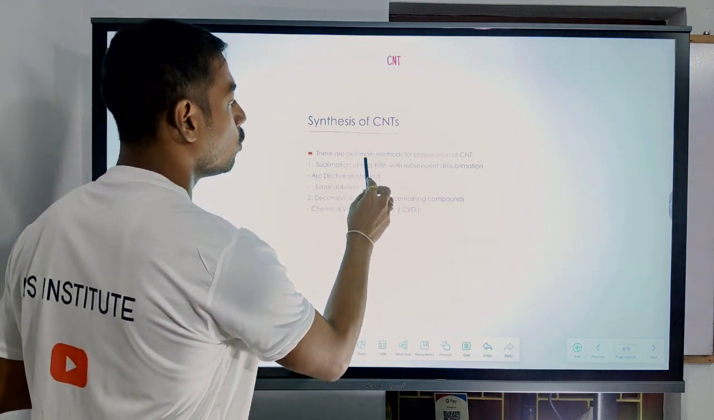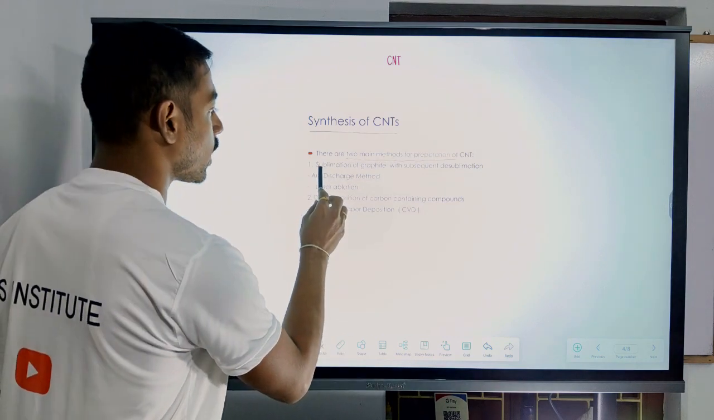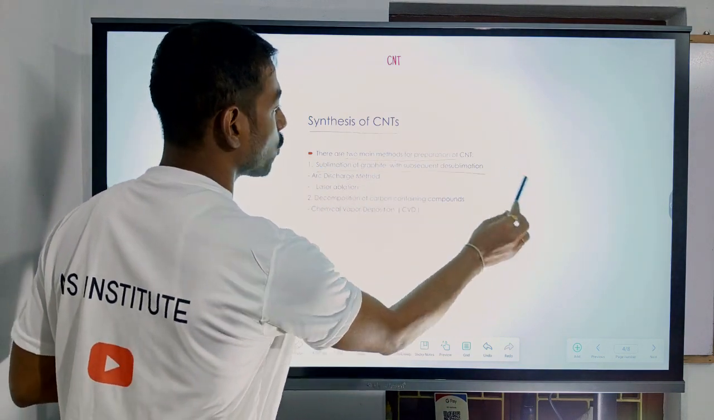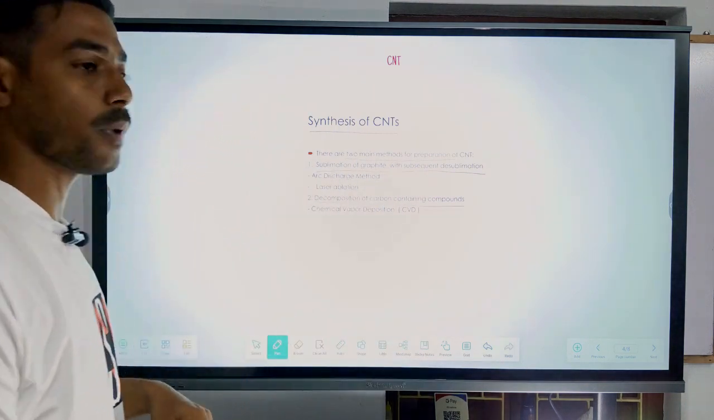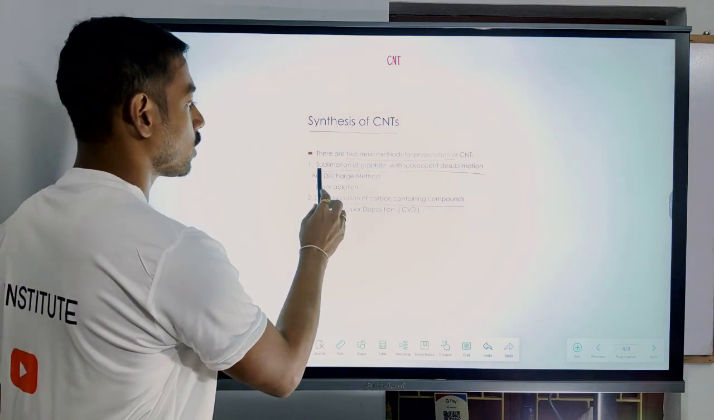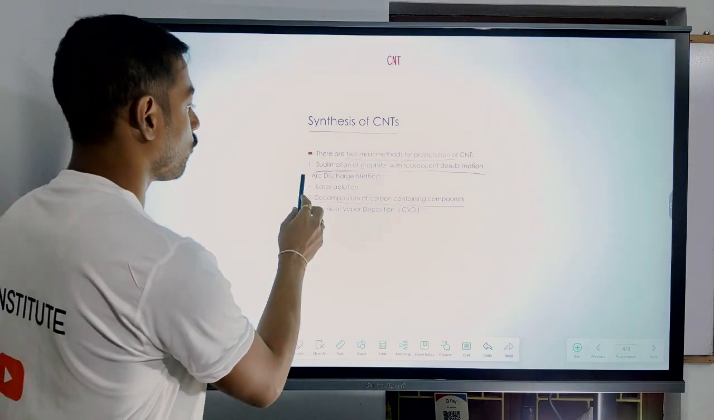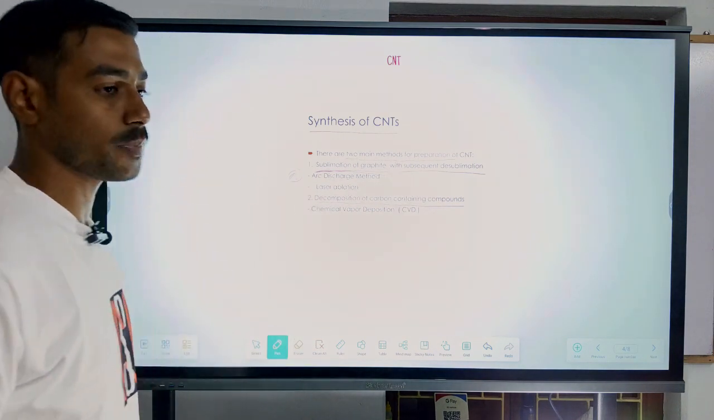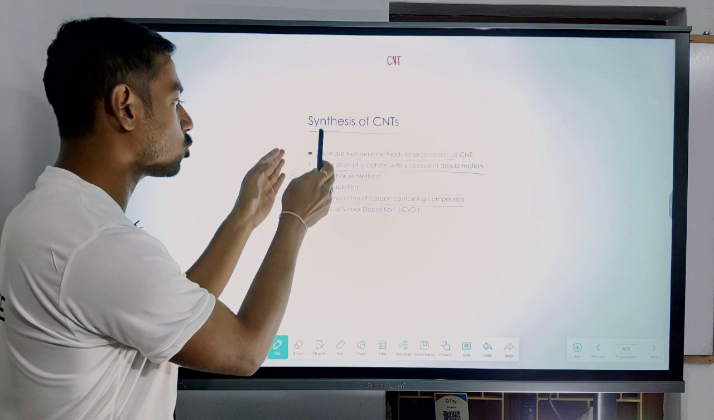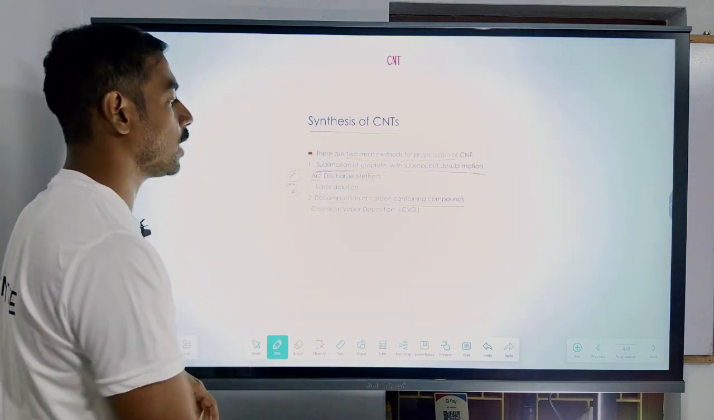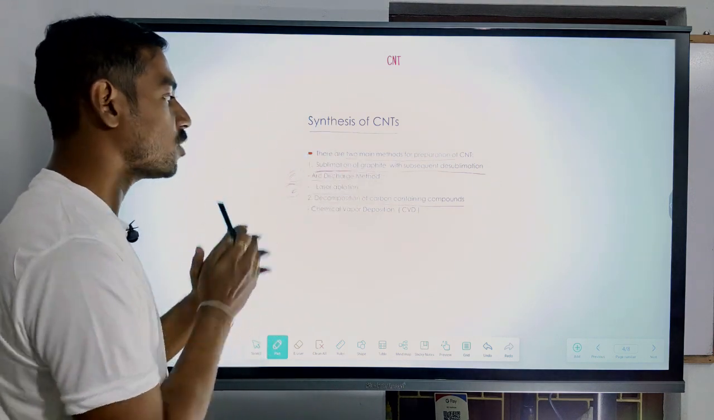So there are basically two main methods for the preparation of CNT, that is carbon nanotube. First one is the sublimation of graphite with subsequent desublimation, and second method is the decomposition of carbon containing compounds. Now under this first method, it can be done by either of these two methods. First one is the arc discharge method, and second one is laser ablation. So these are the two methods, arc discharge method and laser ablation. By these two methods you can prepare this CNT or carbon nanotube.